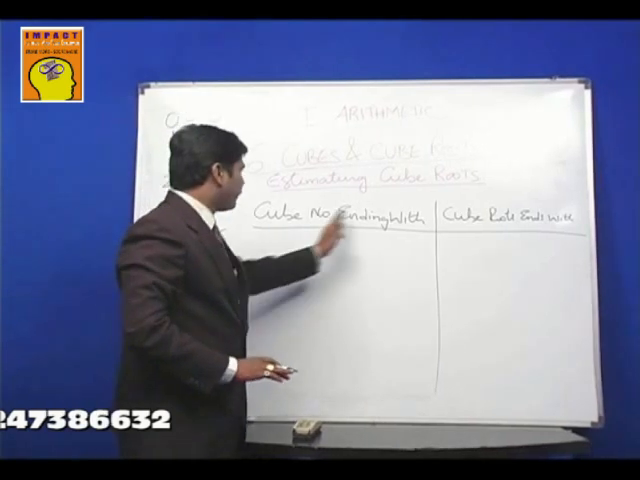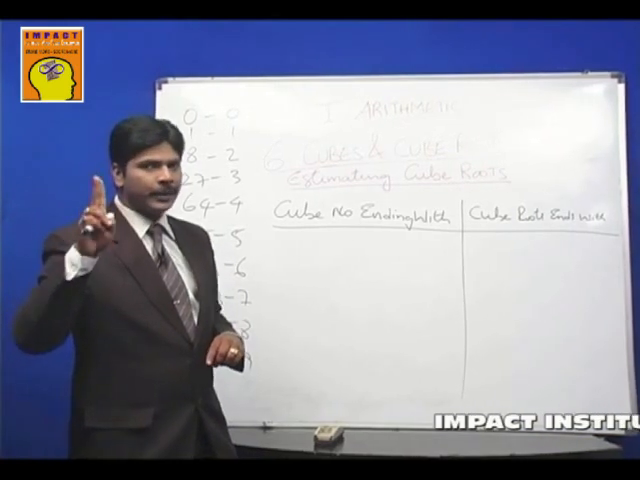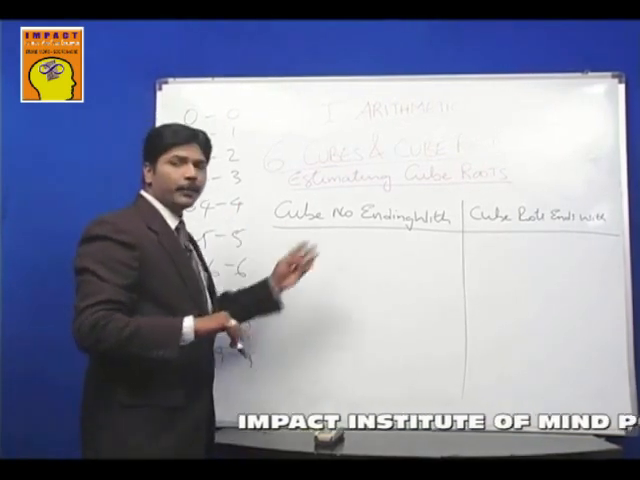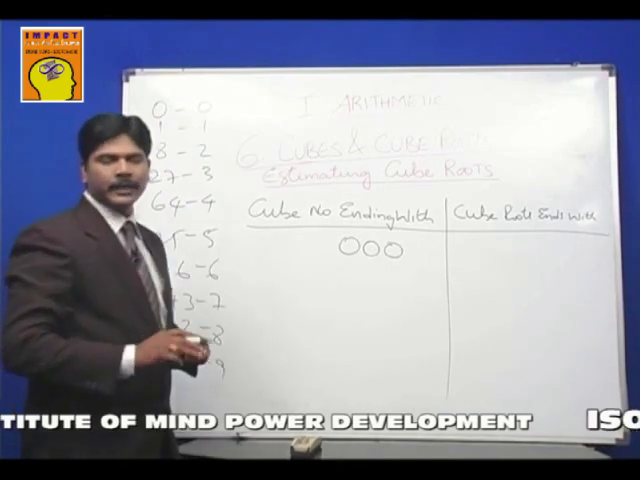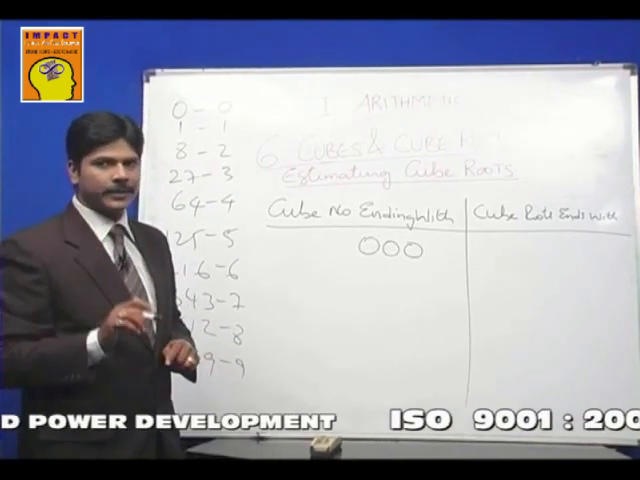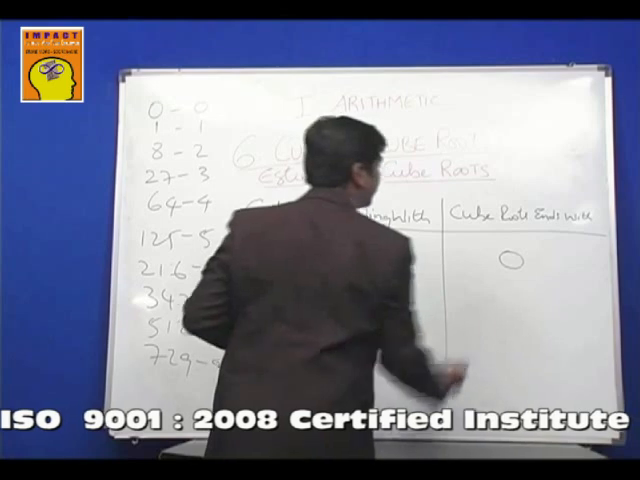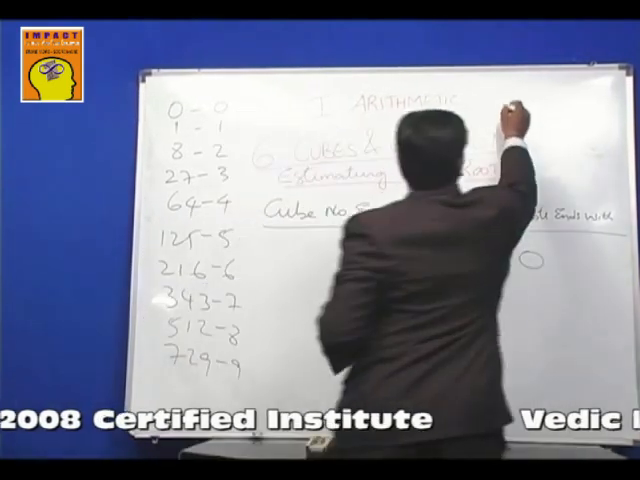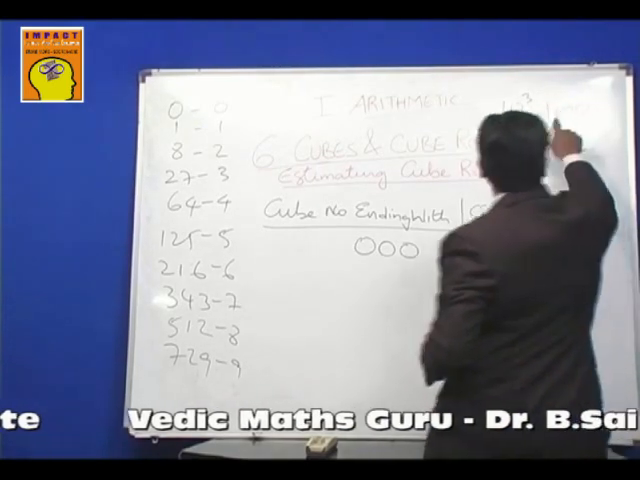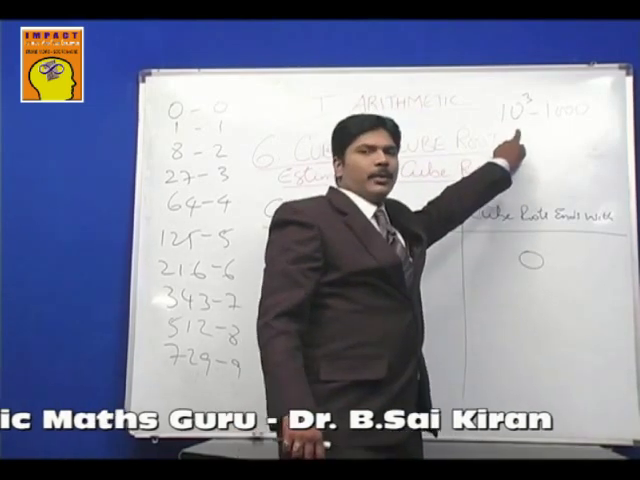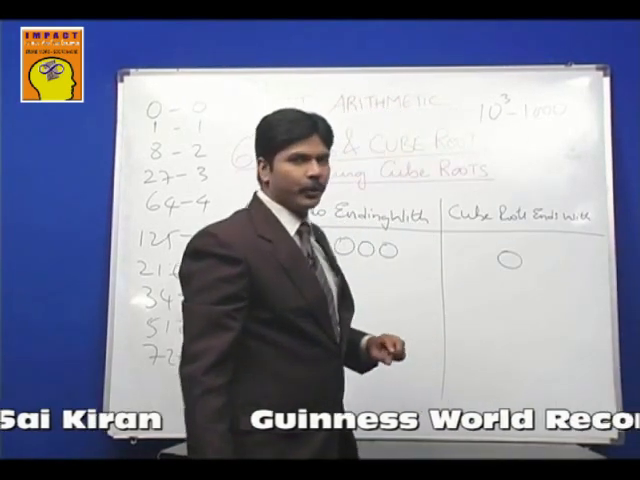So, cube number ending with. Just like the square numbers end with 2 zeros, similarly the cube numbers end with 3 zeros. A cube number never ends with 1 zero or 2 zeros, they end with 3 zeros. If the cube number ends in 3 zeros, the cube root ends with 1 zero. For example, 10 cube. How much is 10 cube? 10 cube is 1000. See, 1000 has 3 zeros, 10 has 1 zero. Now 1000 is the cube number, 10 is the cube root. Got it? So we need to know that.